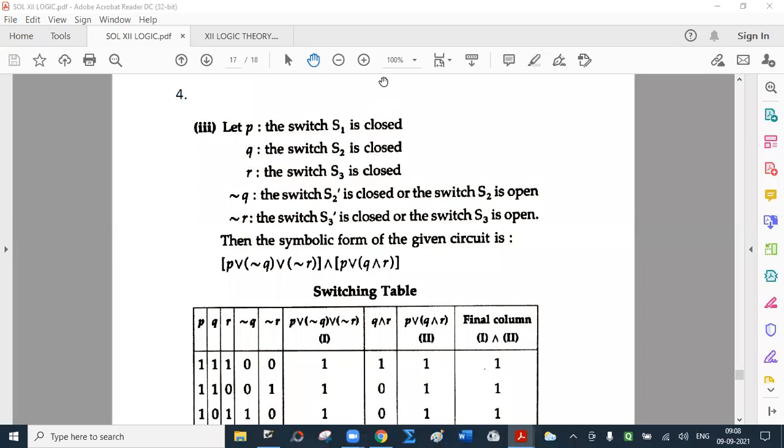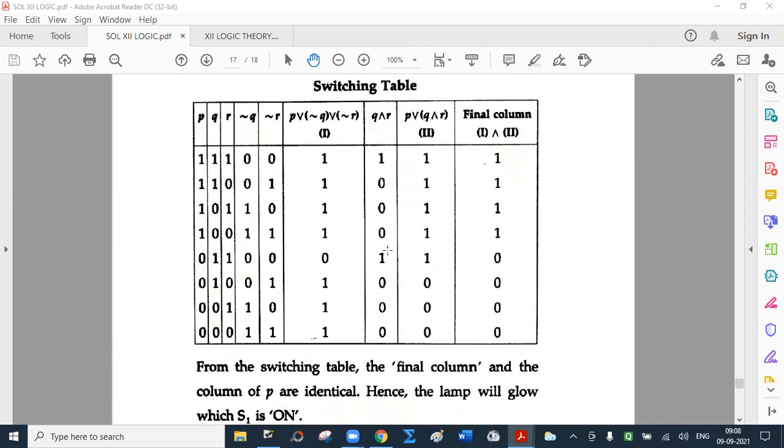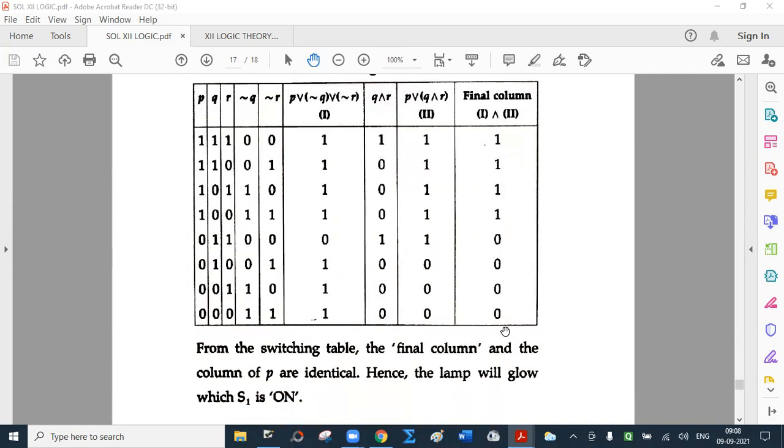Now this is the third part. See, you have to write let P stand for the switch S1 is closed and so on. And then you have to write the symbolic form. Okay, this is the switching table. Observe that the final column and the column of P are identical. Hence the lamp will glow when switch S1 is on. See, the first and last columns are identical. So if switch S1 is on, then only the lamp will glow. This is the conclusion.